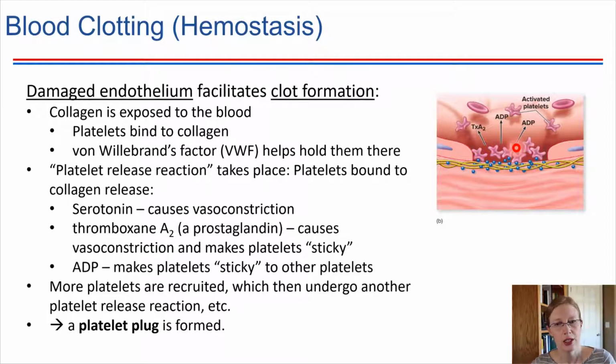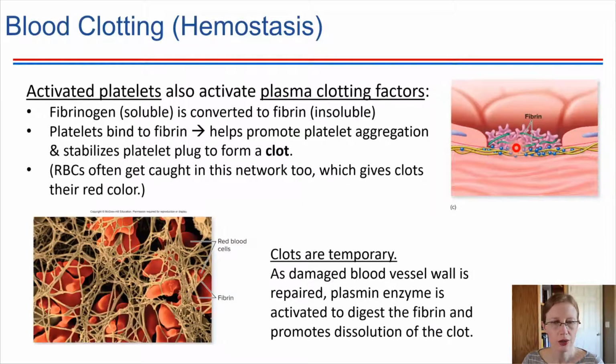In the end, this platelet release reaction produces what's called a platelet plug. This is the start of a clot. This isn't a complete clot yet, but it's the beginning of it. So a whole bunch of platelets have piled up to this region. Next, these activated platelets cause proteins in the blood to convert into an active state.